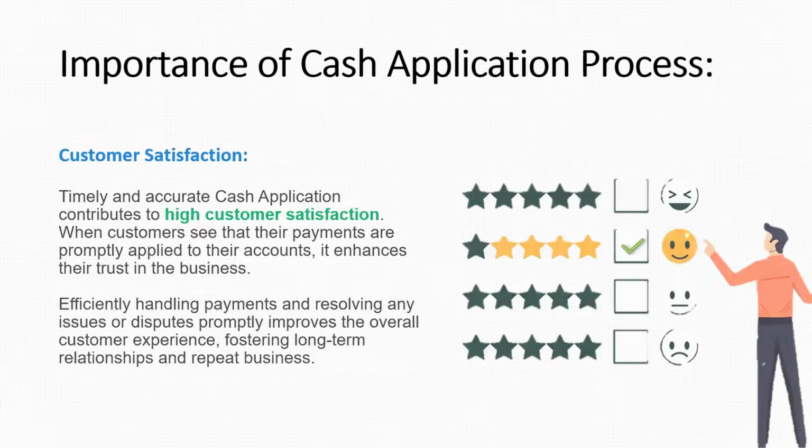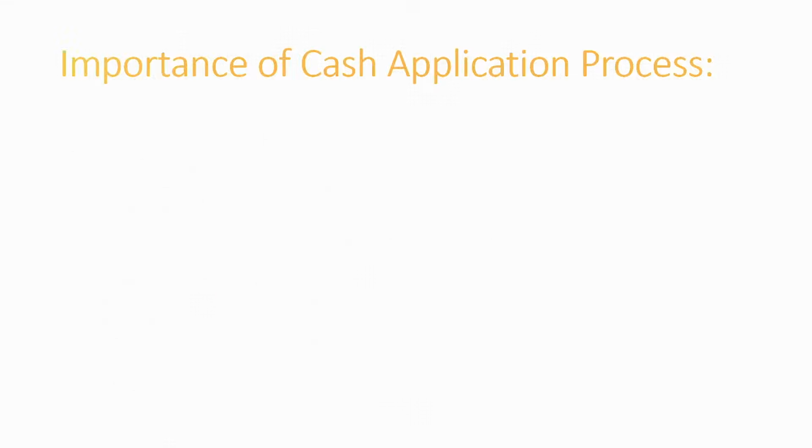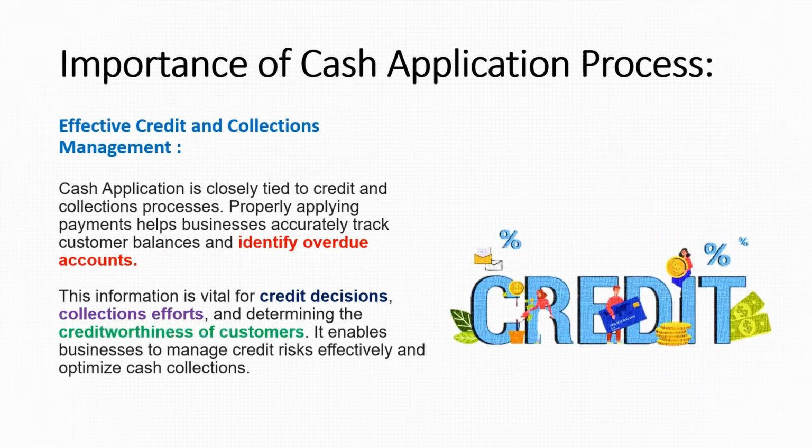Moving ahead, what is our next importance of the cash application process? So the cash application process also helps with credit and collection management. The cash application process is closely tied to the credit and collection process. You may ask how? So properly applying payments helps a business accurately track customer balances and identify overdue amounts. This information is very vital for credit decisions, collection efforts, and determining the creditworthiness of the customer. It enables a business to manage credit risk effectively and optimize cash collections.